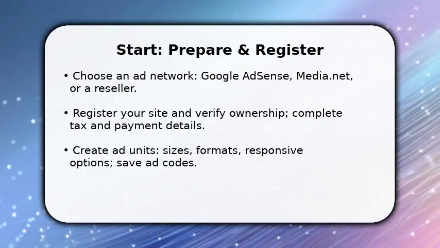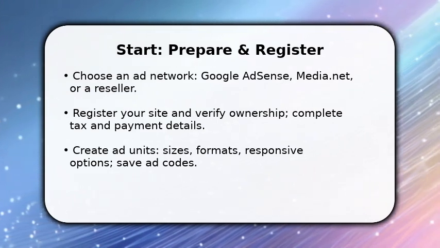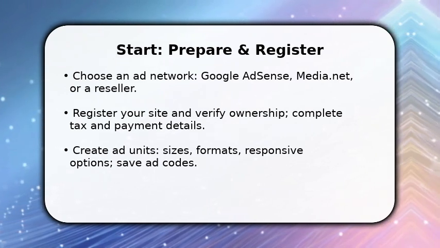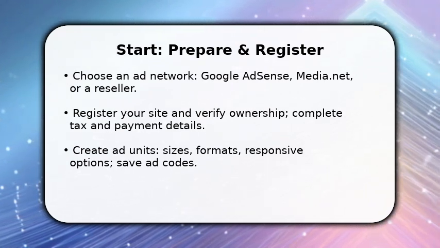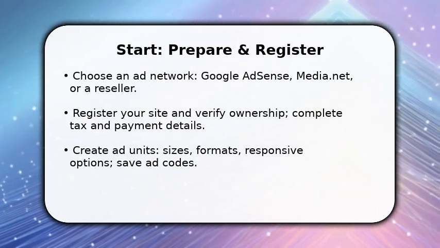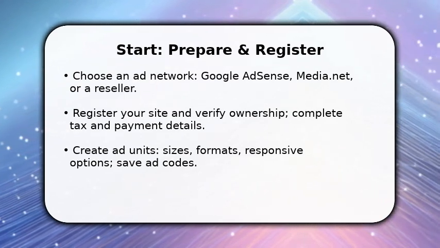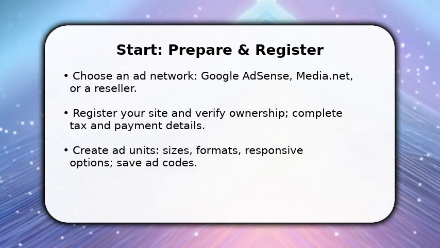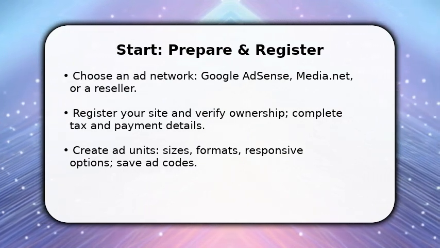You'll begin by picking an ad network and registering your site so you can generate ad units. Once done, verify ownership and finish payment and tax settings. This unlocks payouts. Next, create ad units with explicit sizes and responsive options so ads adapt to devices. Make sure to name each unit logically. That keeps implementation tidy. Finally, copy the generated ad code snippets to a secure note or code manager, so you can paste them into your pages in the next step.